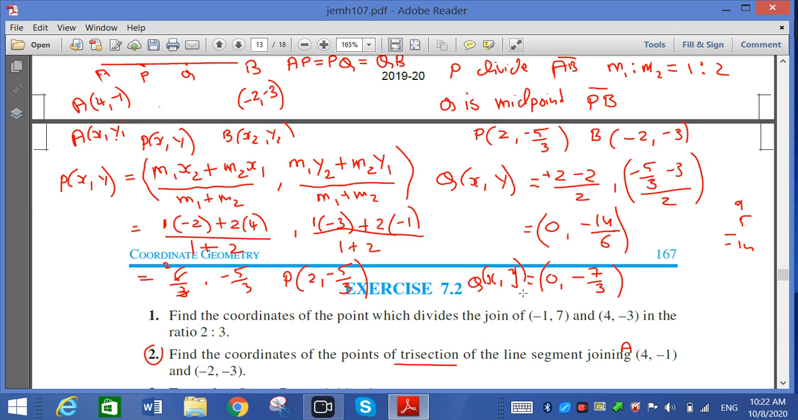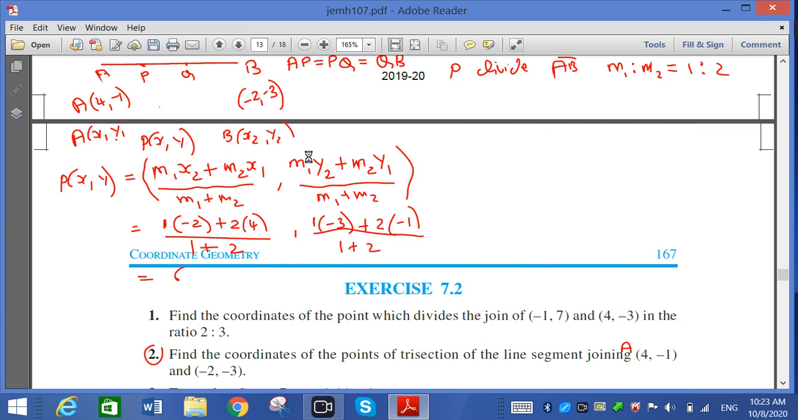The same sum is the textbook example, repeated as a question but only the digits are changed. So how can we do it? When the digits change, for x comma y we first apply the section formula, then the midpoint formula when it is a trisection. When it is a trisection, you should do the sum this way. Now we go for the next sum.